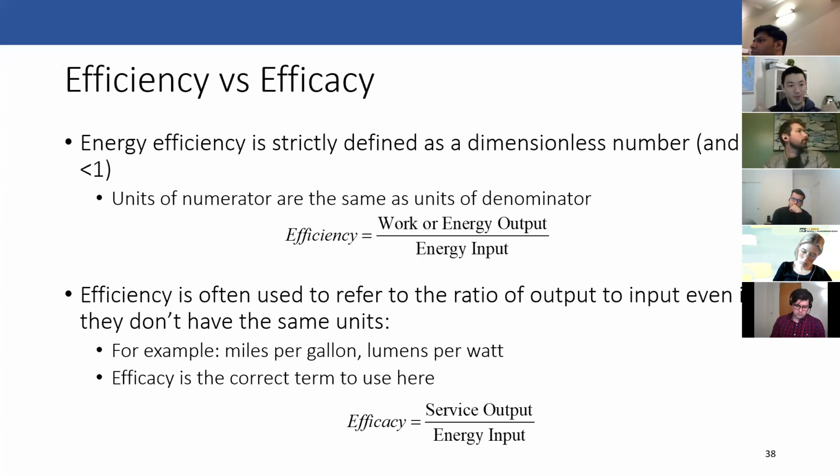And the way that you make sure that happens is because the units of the numerator are always the same as the units of the denominator, right? And the reason why it's always less than 1 is because of the laws of thermodynamics, you can't get more energy out than you put in. And that's like a nice little check to make sure that you're doing your math right.